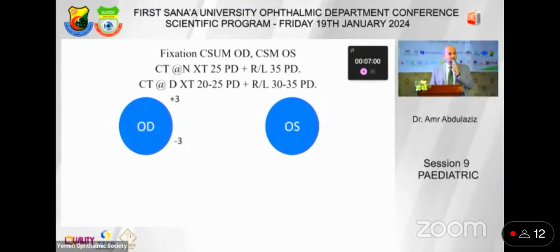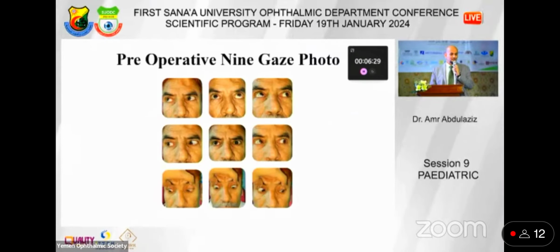Cover test at near and distance: the patient has exotropia 20 to 25 prism diopters and R by L 30 to 35 prism diopters. Very large right hypertropia, 30 prism diopters. And inferior oblique overaction plus 3, superior oblique underaction minus 3 in the right eye. So anyone who gets this case, this is pure unilateral superior oblique palsy with large right hypertropia, 30 to 35 prism diopters. This is the preoperative 9-gaze photo of the patient.